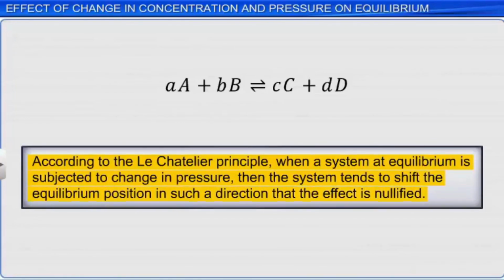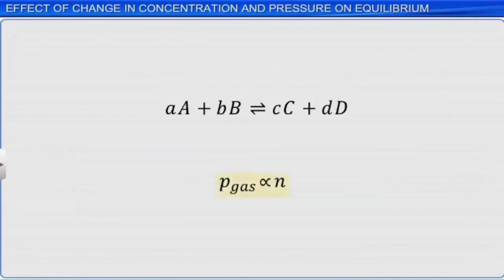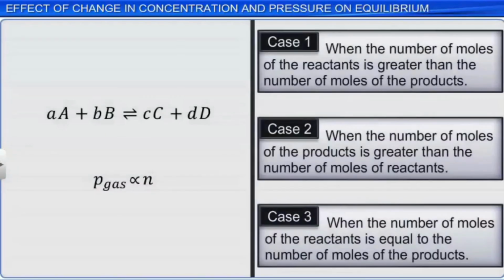You know that the pressure of a gas is directly proportional to the number of moles of the gas. Hence, the effect of pressure can be easily understood by considering the change in the number of moles between the products and the reactants. This can be made clear by studying three cases.